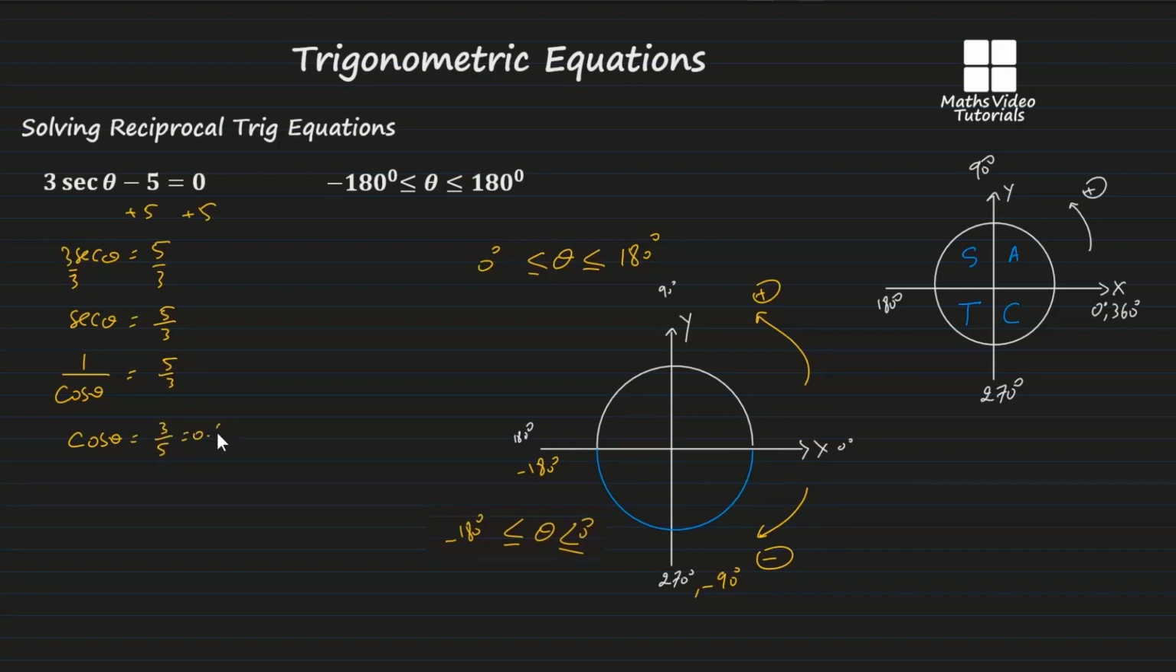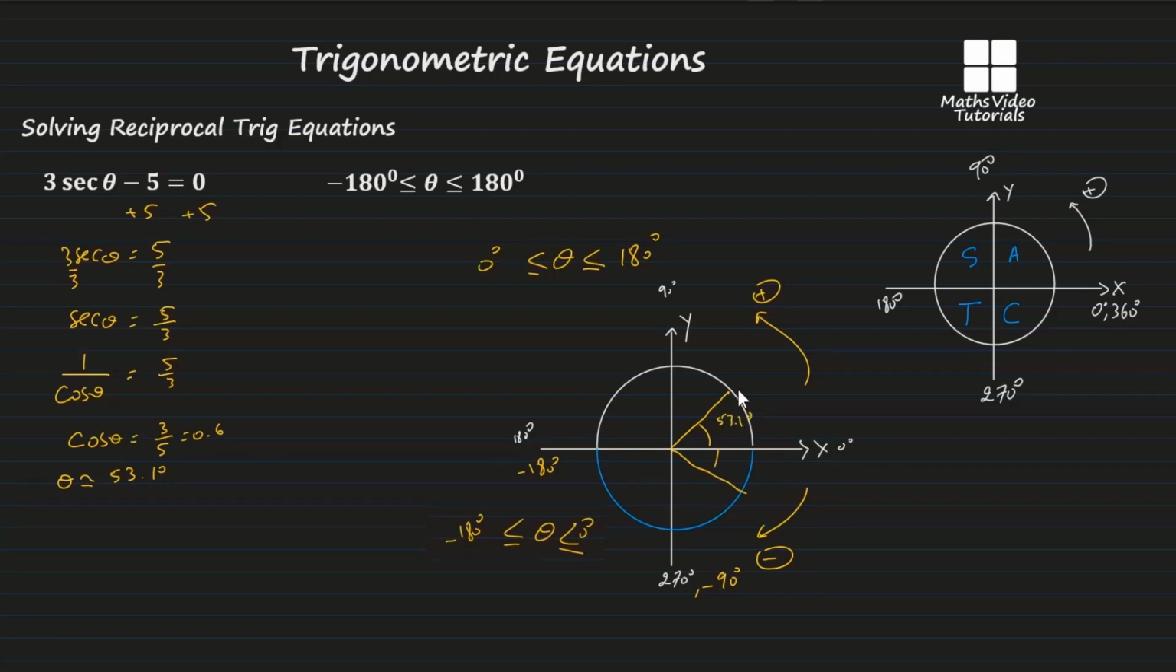Which is 0.6. Now our cos function is positive, so we expect, according to the CAST diagram, to have two solutions, one in the first quadrant and the second one in the fourth quadrant. The two angles here are the same size, and to work out the angle theta, use the calculator to get the answer, which is 53.1 degrees. So this angle here is 53.1 degrees.